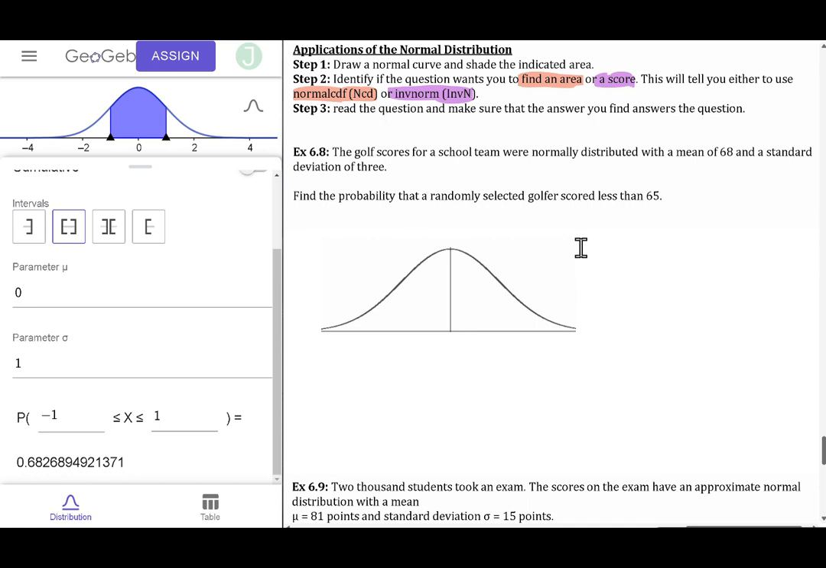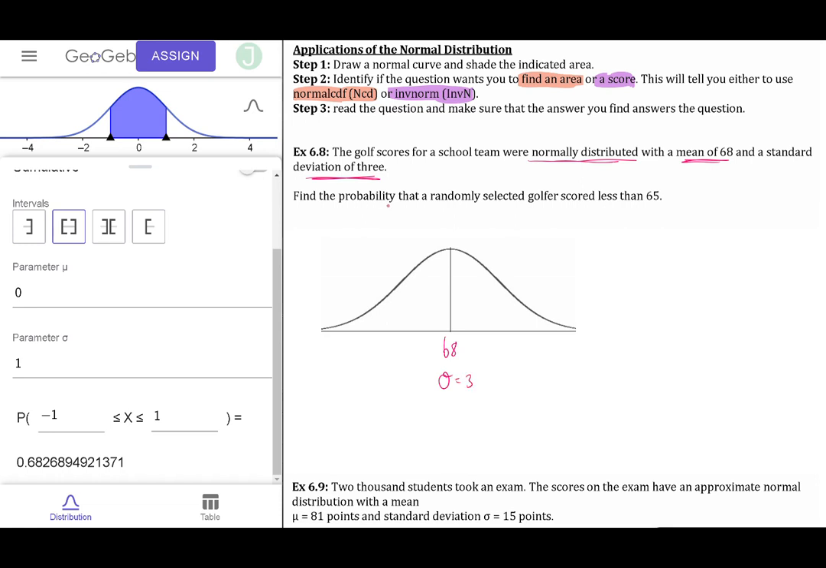It says the golf scores for a school team were normally distributed with a mean of 68 and a standard deviation of 3. Some important stuff going on here. First thing is that they tell us it's normally distributed. If they tell us it's normally distributed, that means that we can draw that normal distribution. Second thing is that it gives us the mean and the standard deviation. Great. From here we can label the graph with the mean of 68 and the standard deviation of 3.